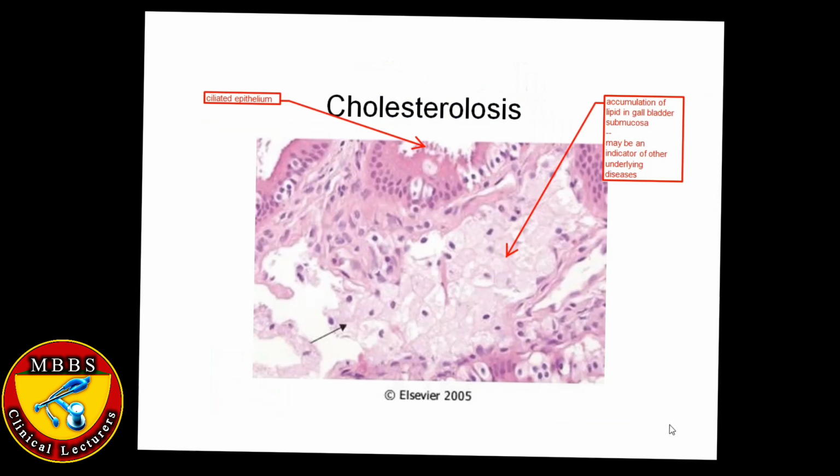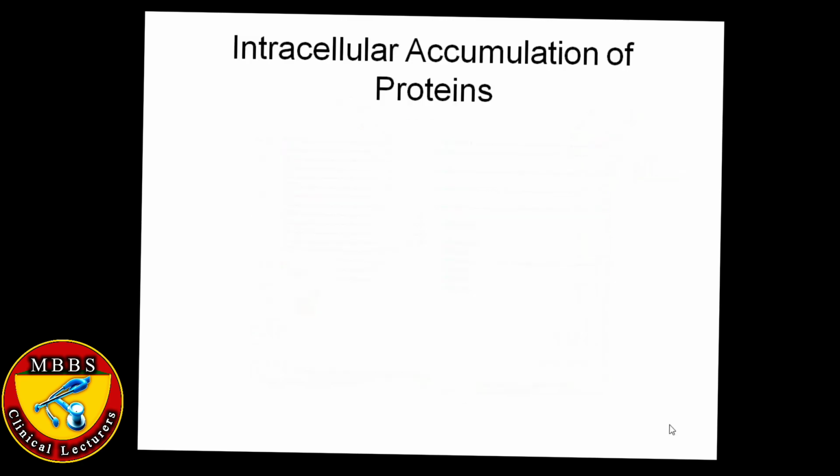So again, this is the diagram of the gallbladder where cholesterol gets deposited. This is called cholesterolosis, in which the accumulation of lipid in the gallbladder submucosa may be an indicator of other disease. The ciliated epithelium that is shooting upward gets distorted over there.